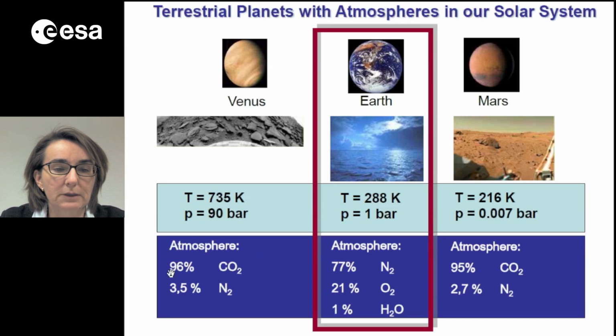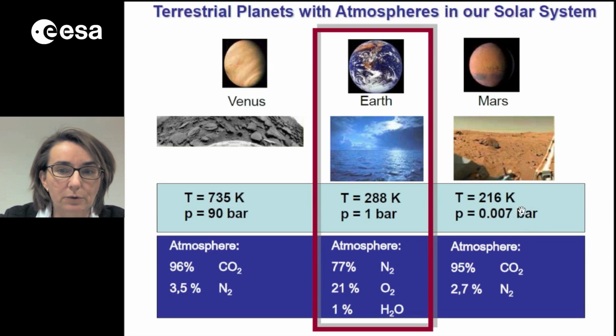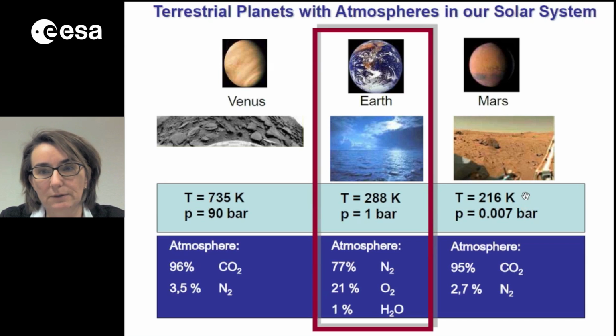Venus has an atmosphere dominated by carbon dioxide, but at very, very high pressure, 90 bar, and very high surface temperatures, more than 700 Kelvin. And therefore the conditions on Venus are far too hot to be habitable. We don't find water on Venus, and certainly not surface water. Mars, on the other hand, is a planet which also has a CO2-dominated atmosphere, but this atmosphere is very thin, and surface temperatures are very cold due to the thin atmosphere and its distance to the Sun.